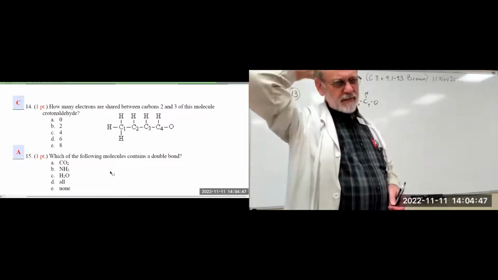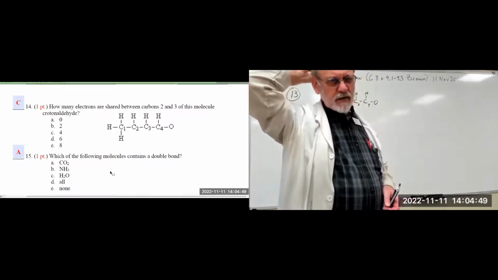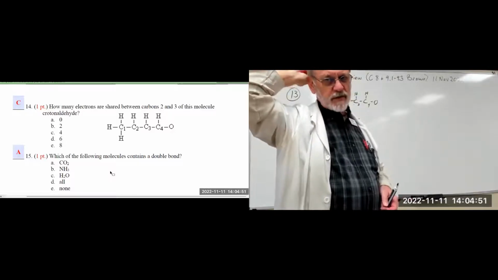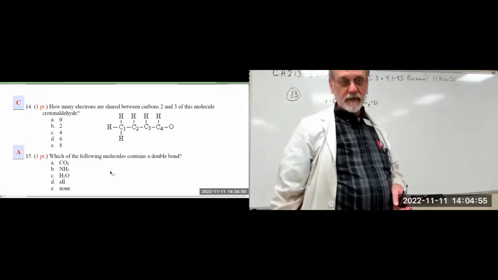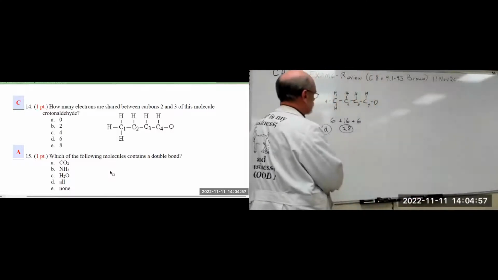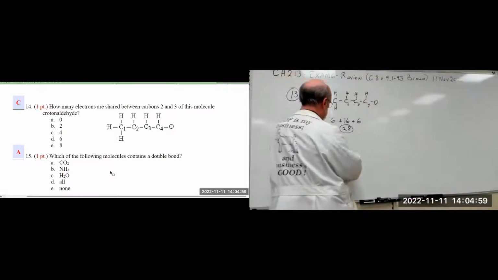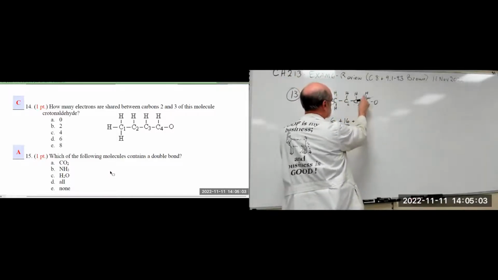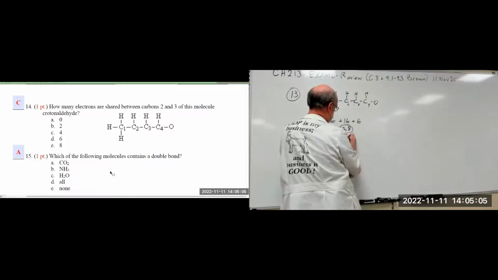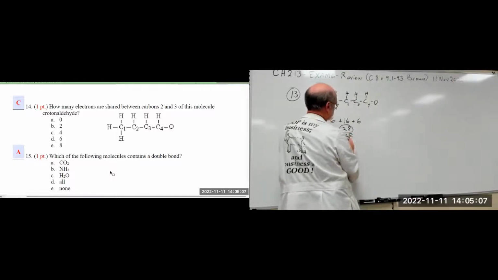Question 14 uses the same molecule. How many electrons are shared between carbons 2 and 3 of this molecule? Crotonaldehyde. Let's go ahead and do that one since we've got the molecule up here. So we've got 28. We've used 2, 4, 6, 8, 10, 12, 14, 16, 18, 20. We got 8 electrons left over.